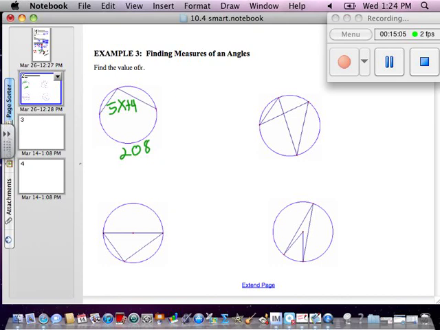Okay, so we know 5x plus 4 equals what? 280 over 2, or 104? Yeah, we're okay with that? All right, so we subtract 4, 5x equals 100, so x equals 20.